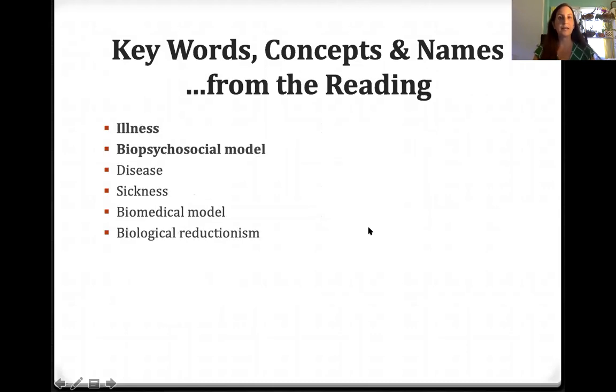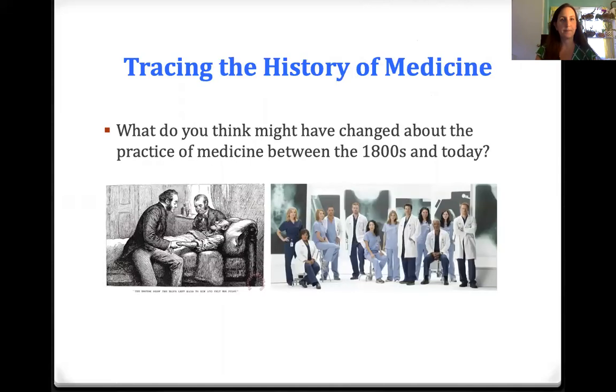Some words from our reading that you will also be responsible for in all of your assignments include illness and biopsychosocial model. Those are in bold because they're the most important terms. We're going to use them all term. But in order to understand our readings, you should also be able to understand Kleinman's understanding of disease, sickness, the biomedical model, and biological reductionism. If you have any trouble understanding your readings, you should contact your TA or me as soon as possible.